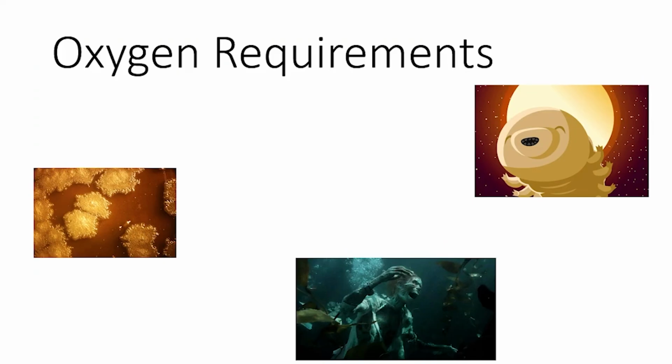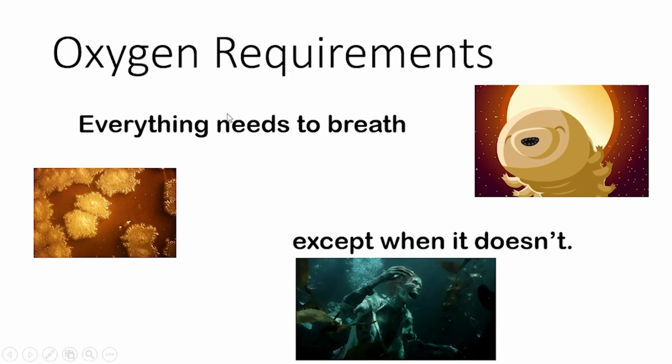Okay, oxygen requirements. So there's lots of things that need to breathe, everything, except for when it doesn't. So these are some examples of things that don't. This is Clostridium sporogenes. It forms spores. It doesn't need to breathe as a spore. It doesn't really need oxygen all that much anyways. This is, of course, a water bear or a tardigrade, depending on what you think. They can survive out in space without oxygen for really long times. They're pretty cool. And of course, zombies don't need air, and they're underwater, so keep that in mind.